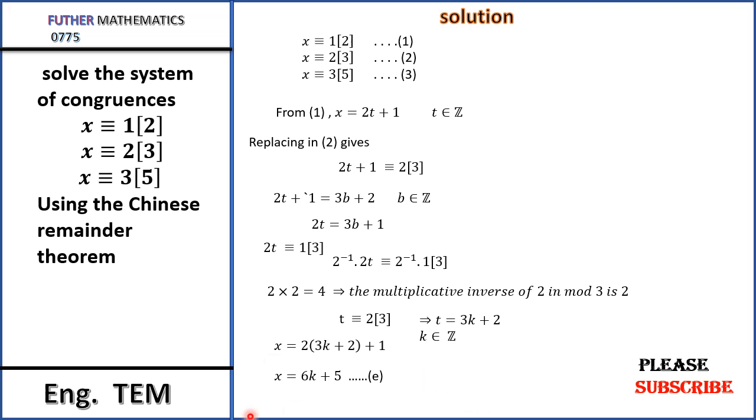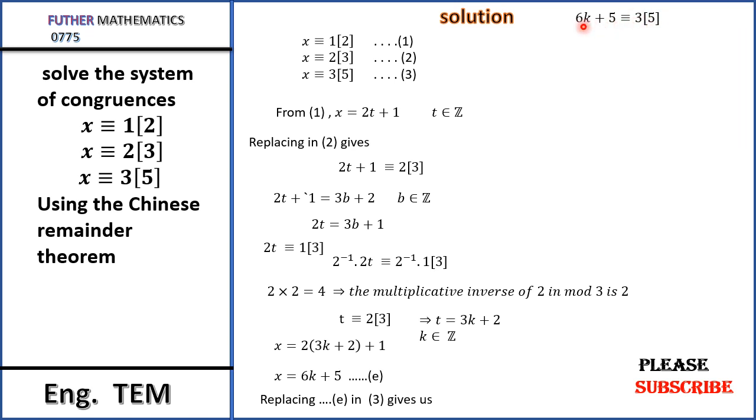So, now that we have x equals 6k plus 5, we are going to do this. We now take this x and replace it in equation 3, because we want to solve the 3 equations simultaneously. So the next step, we replace equation E in equation 3. We are going to get 6k plus 5, that's for x, is congruent to what? You just replace to 3 mod 5.